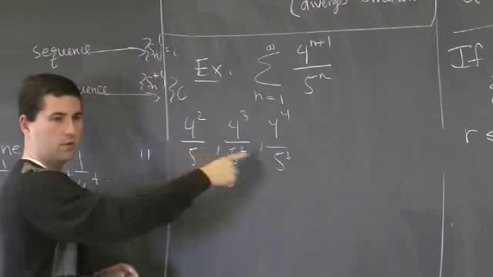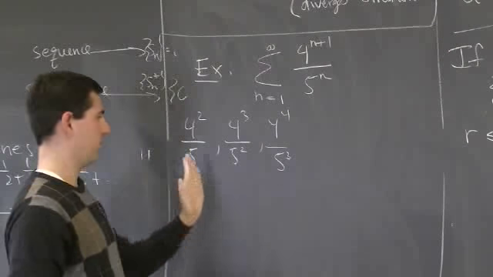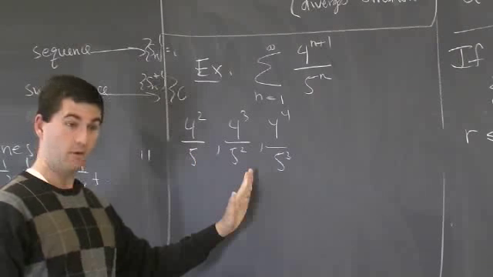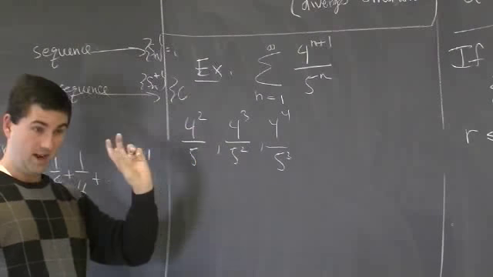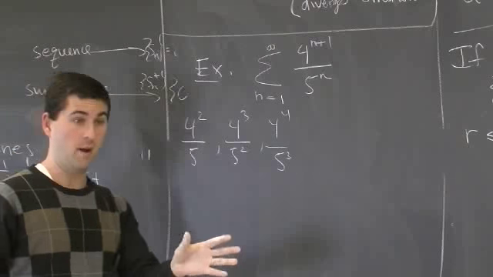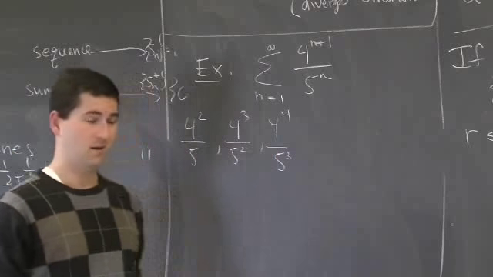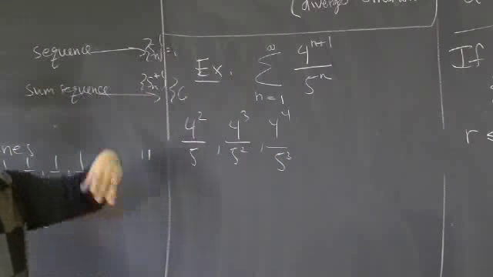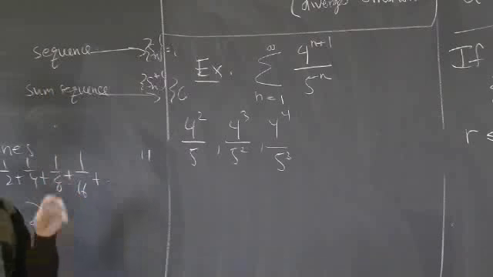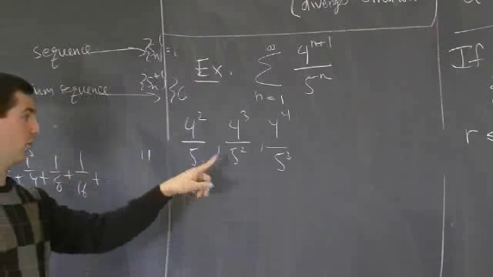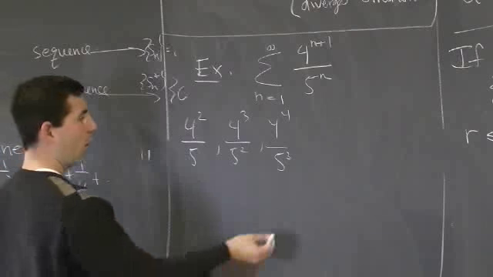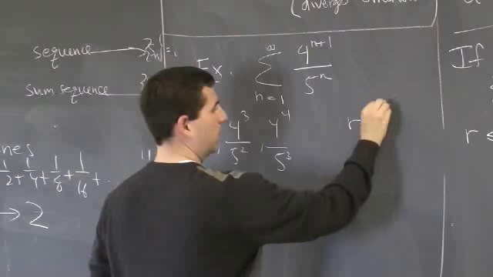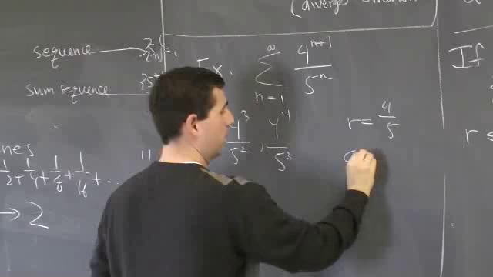What's the difference term to term? What am I multiplying by to get from this term to this term? By 4/5. That's therefore your R. R stands for ratio, by the way. This A and R: A, because A is the first letter of the alphabet, and it's the first number in your sequence. R is the ratio from term to term. So the R is 4/5. What's the first term?